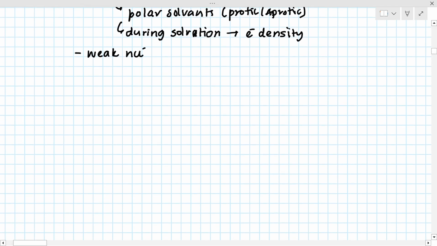Okay. Now we will go to the SN2 mechanism. The SN2 mechanism is very fast. There is no formation of a carbocation. There is only one intermediate which is formed, and then the reaction takes place very fast.